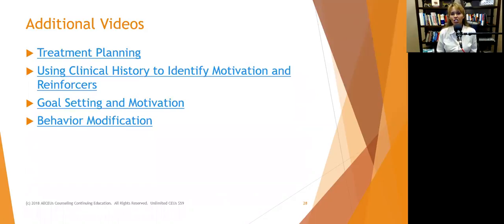We're going to switch gears next week and do a series on working with infants and toddlers with developmental delays, and I believe that's 4 sessions. And then after that, we're going to go into individual and group activities for addressing depression.